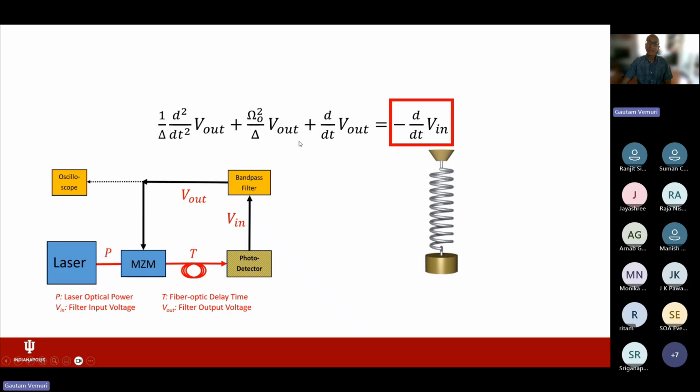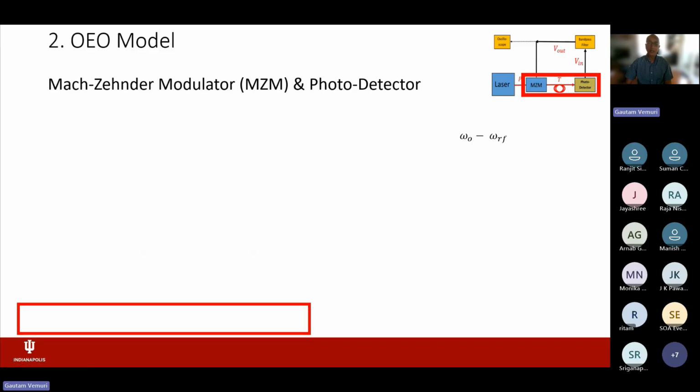One can obtain this equation just by applying Kirchhoff's laws to this entire loop. The negative sign is because we feed this in 180 degrees out of phase with the rest of the signal. So this is the model equation for an optoelectronic oscillator. So let's look at each piece of that in detail.